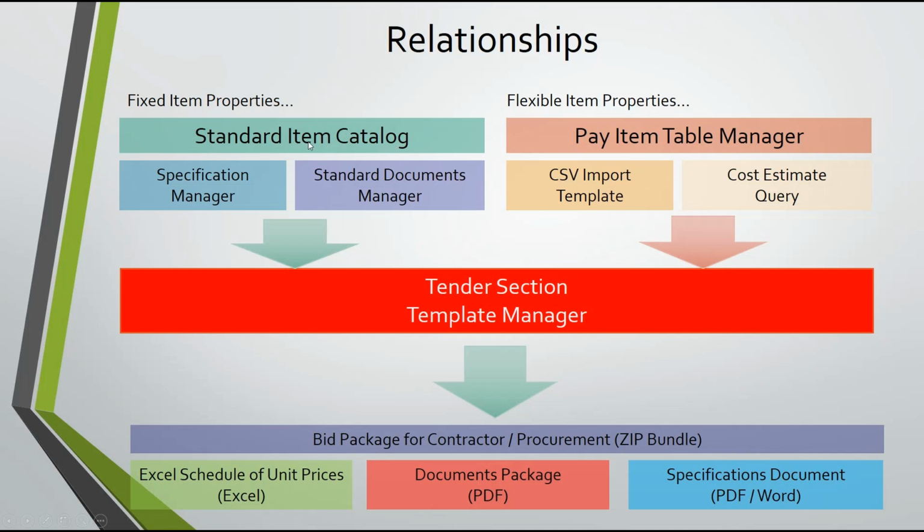So when you combine the standard item catalog with the pay item table, this is the tender section manager. This is where you connect the two, and this ultimately produces the bid document or schedule of unit prices, as well as the documents and specifications that get attached. So the tender section manager is where it all gets configured and ultimately exported to Excel, etc. It's a little bit of a tough concept, but essentially it's a relational database that allows for a ton of flexibility.